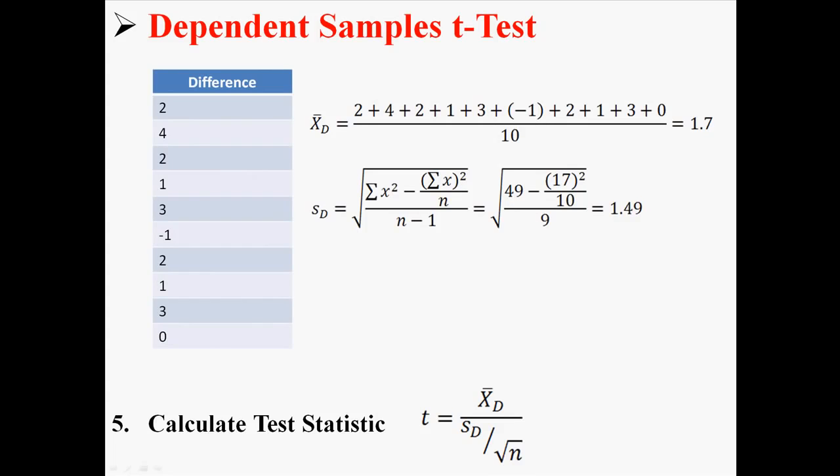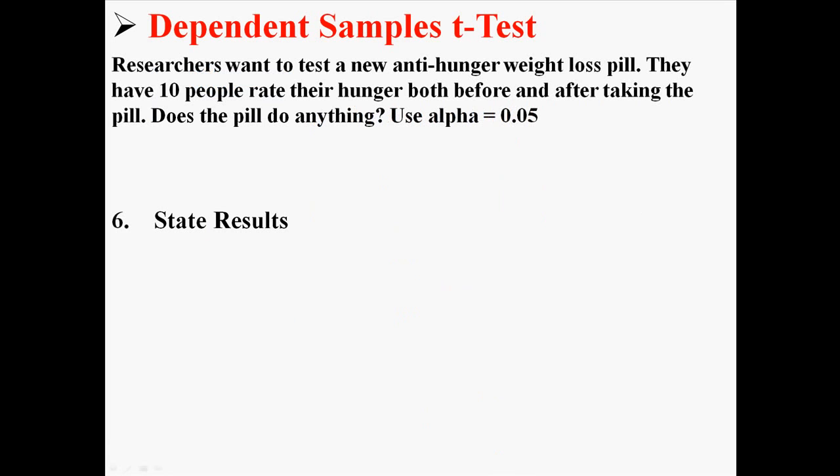Now this is the equation for standard deviation. You've seen it before, so I'm not going to dwell on it for too long, but if I put things in here, I find out that the standard deviation of our difference is 1.49. And of course the n is 10 because we have 10 people, so in the t equation I plug in 1.7, 1.49, and 10, and I find out that our t is 3.61. You can just pause this if you want to write down the standard deviation or something like that, but our t is 3.61.